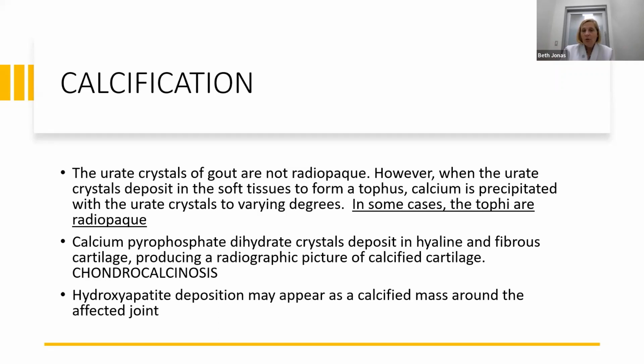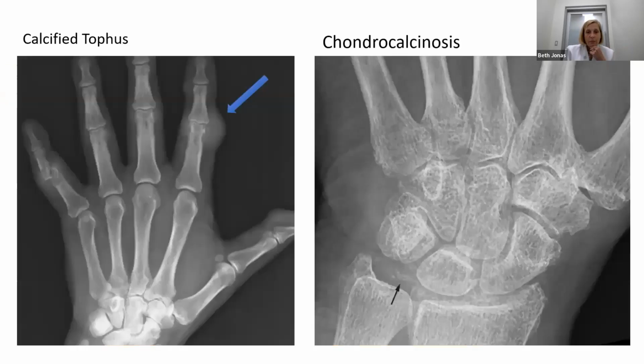Hydroxyapatite deposition is another crystal-induced arthritis. This may appear as a calcified mass, not usually in the joint per se, but around an affected joint. Those patients generally present with an acute monoarticular pain with some swelling. And then you get your x-ray, which I'll show you a couple of examples of in a minute, that shows you this deposit around the affected joint.